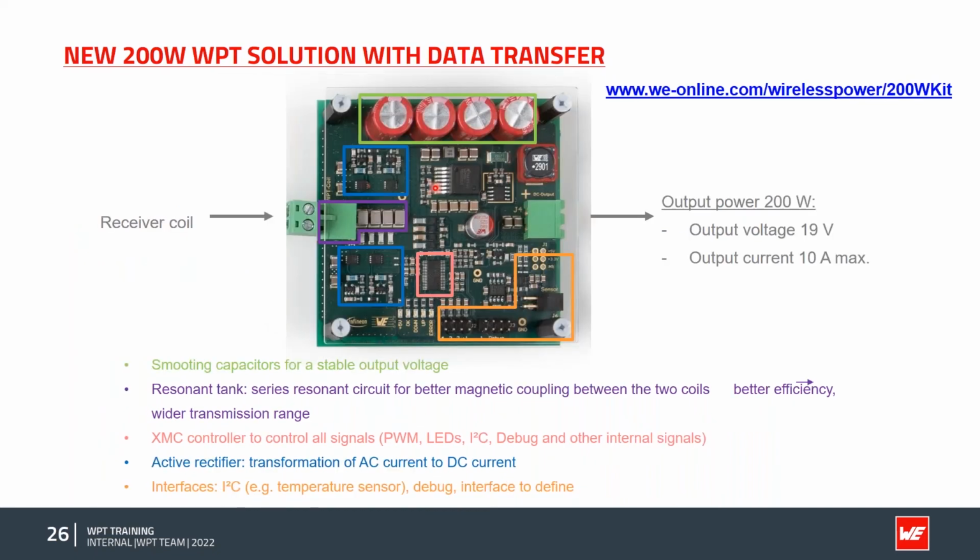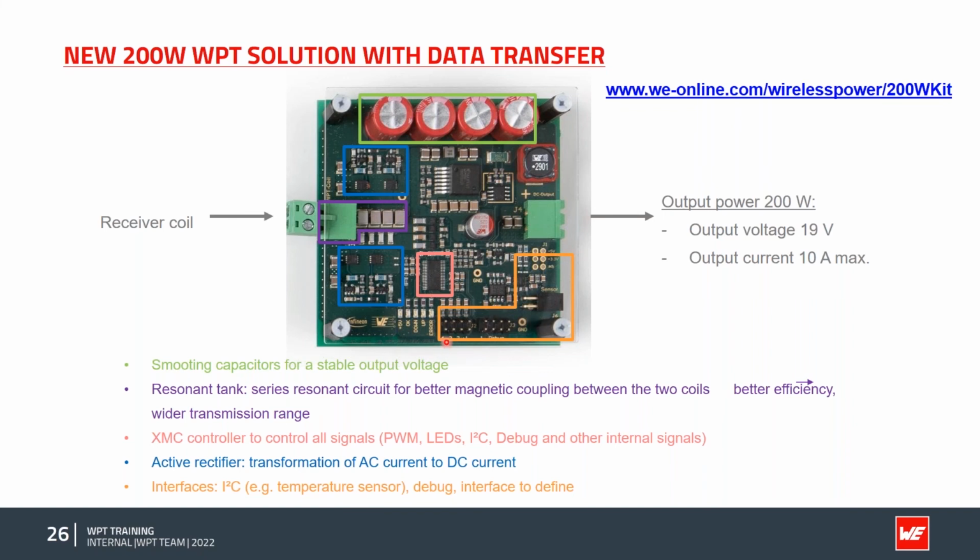Now let's have a look at the receiver side. We need some smoothing capacitors for stable output voltage. Then we have our active rectifier, which transforms the AC current to DC current. Here we have our resonant tank, which is the same one as on the transmitter side, and we also have some interfaces and a microcontroller.